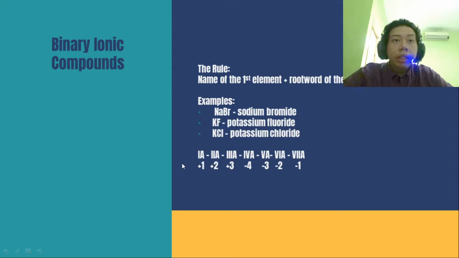Okay, so these are the net charges of each group from 1A to 7A. So 1A has positive 1 net charge. 2A group has plus 2 net charge. 3A positive 3 net charge. 4A has negative 4 net charge. 5A has negative 3 net charge. 6A negative 2, and 7A has negative 1 net charge.